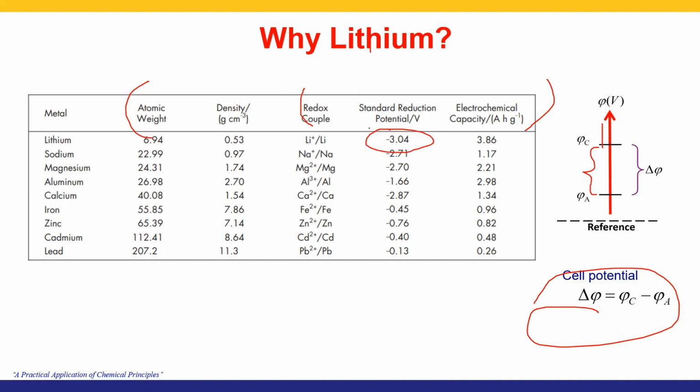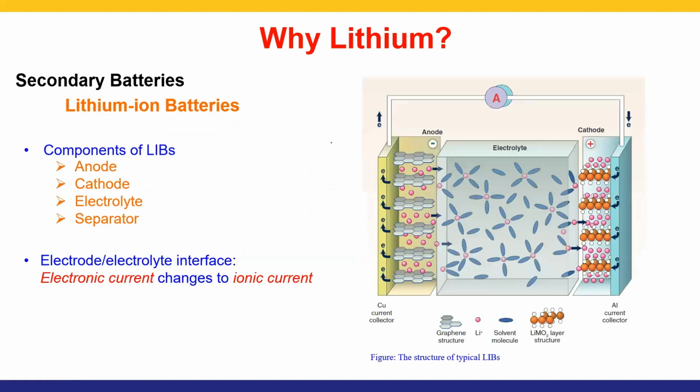Now let's take a look at the components of lithium-ion batteries. Lithium-ion batteries are composed of two electrodes, the anode and cathode, with an electrolyte in between them. The electrolyte is an ionically conductive medium, which allows lithium ions to shuttle between the anode and cathode. The electrolyte allows the transport of lithium ions, but it does not allow the transport of electrons.